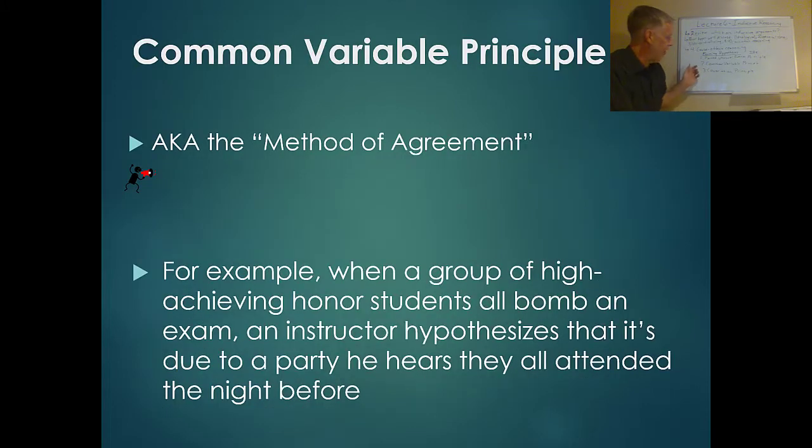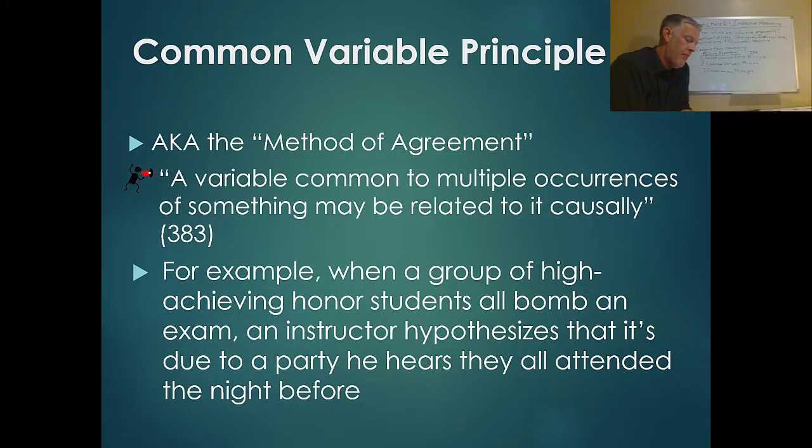Then, turning to slide 21, we have the common variable principle, also known as the method of agreement, or what Mill called, in particular, the method of agreement. That's number two here. As they point out on page 383 of our text, quote, a variable common to multiple occurrences of something may be related to it causally.